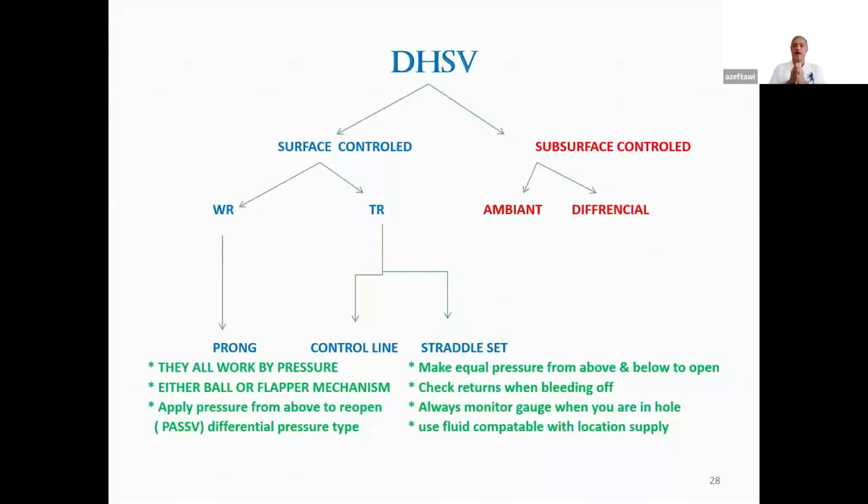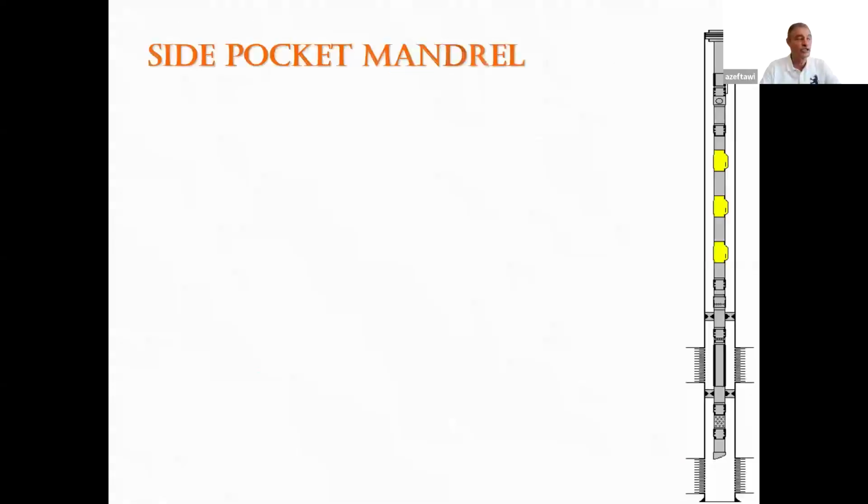So to open this valve, like any other thing which is closed, you have to equalize the pressure above and below first before you continue. And we use fluid compatible with location supply, as we discussed.